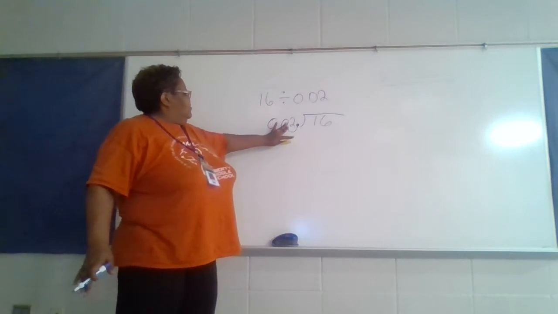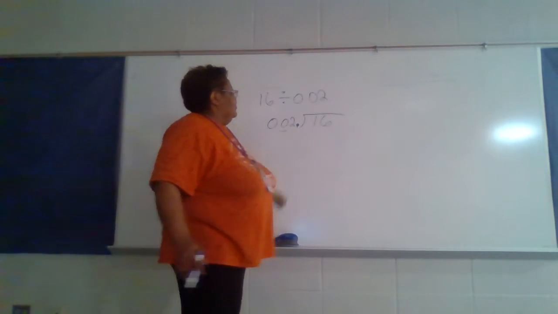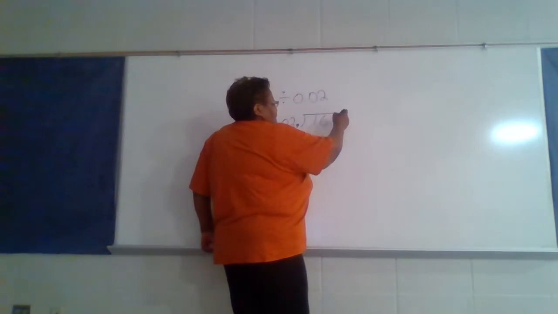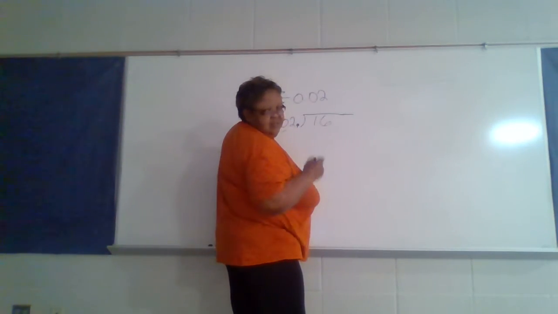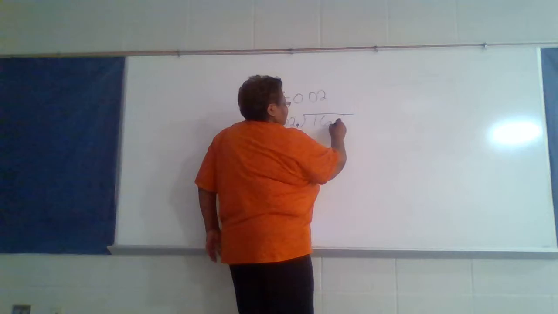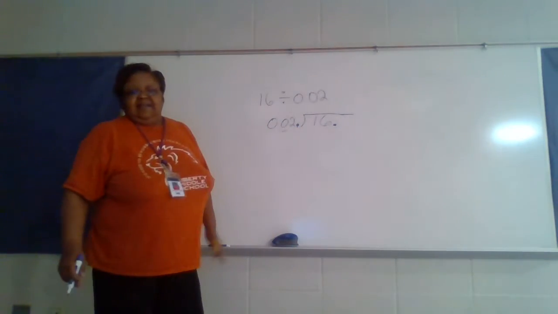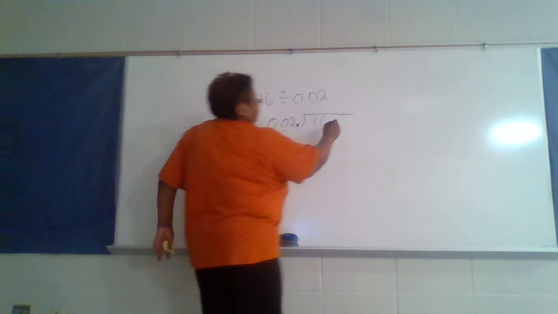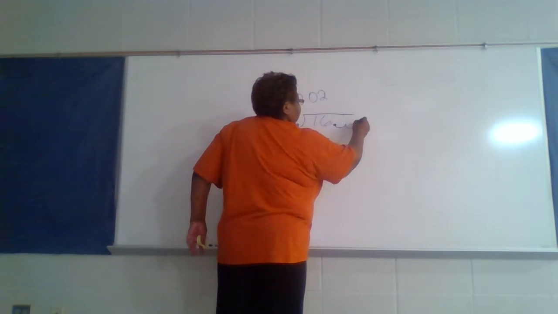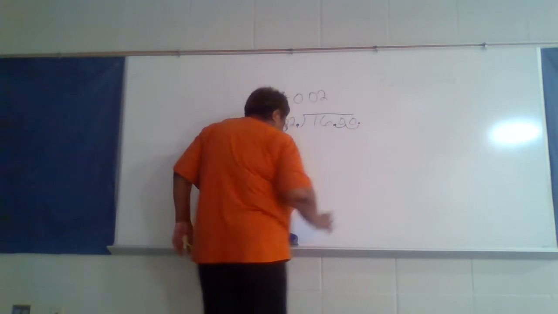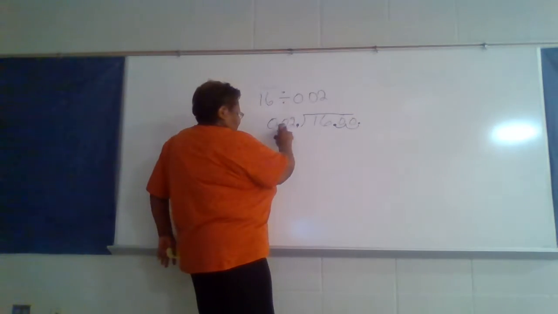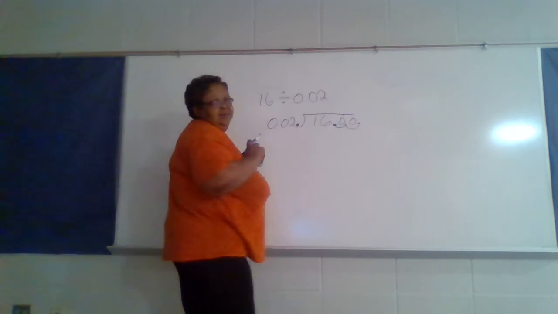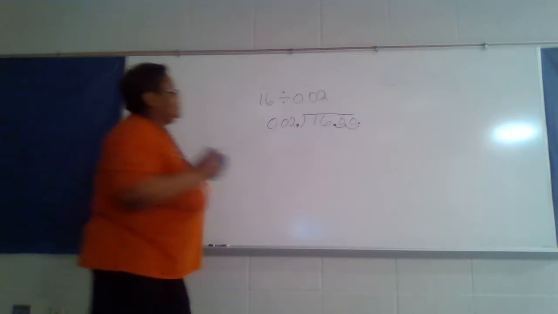So now we've moved it over 2. Here, I don't see a decimal, so where is it? It's right there behind the 16. So I need to move that 2 places also. 1, 2. Fill it in with zeros. Now, let me clean that up a little bit. Go ahead and put that in your notes, and then I'm going to clean it up.